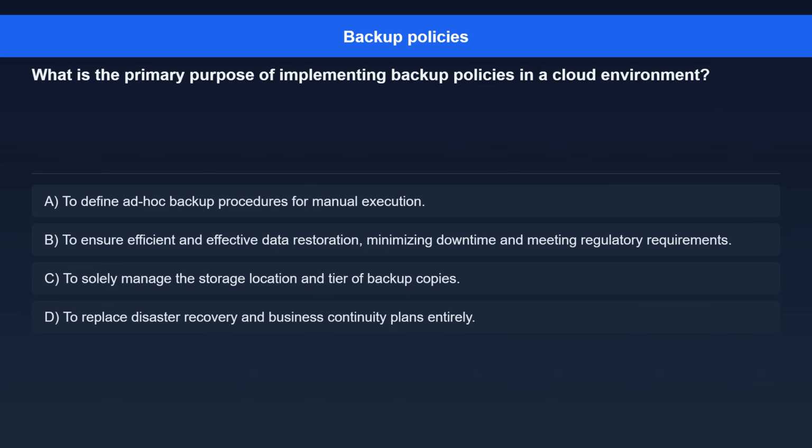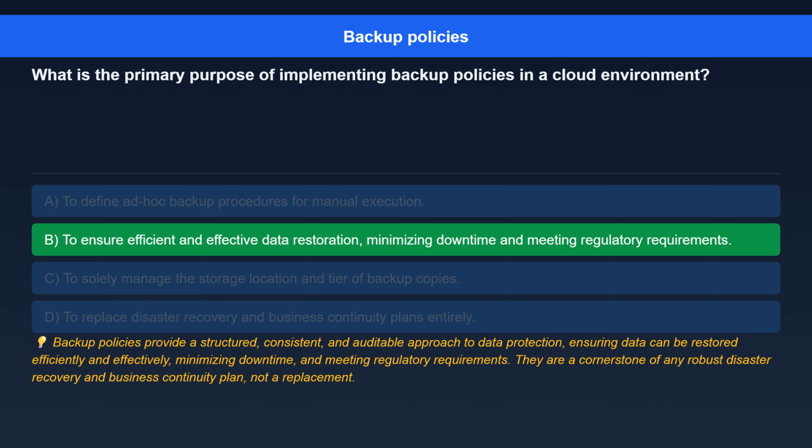Question 4. What is the primary purpose of implementing backup policies in a cloud environment? Option A, to define ad hoc backup procedures for manual execution. Option B, to ensure efficient and effective data restoration, minimizing downtime and meeting regulatory requirements. Option C, to solely manage the storage location and tier of backup copies. Option D, to replace disaster recovery and business continuity plans entirely.